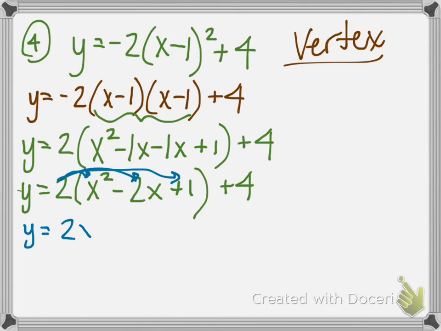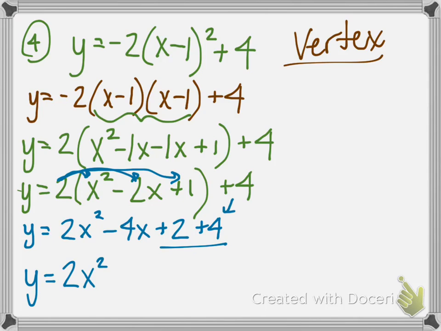Y equals 2x squared minus 4x plus 2. The parentheses are now gone, but I have to bring down the plus 4. Combine your two terms on the end. Y equals 2x squared minus 4x plus 6.